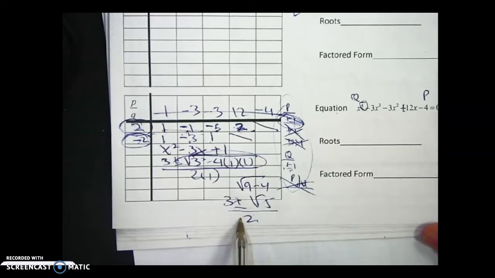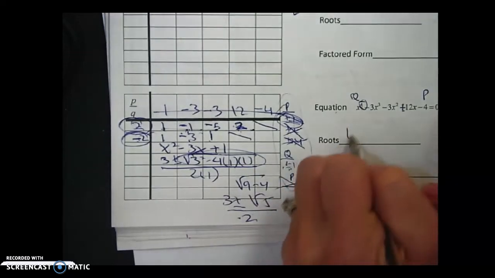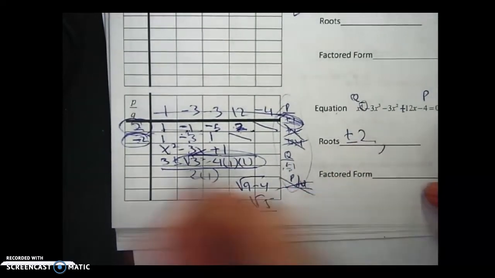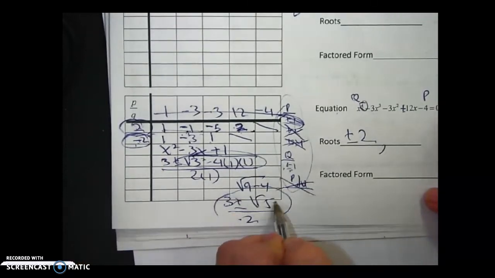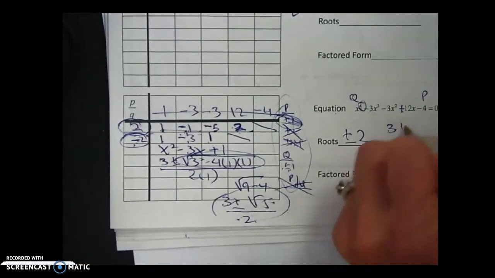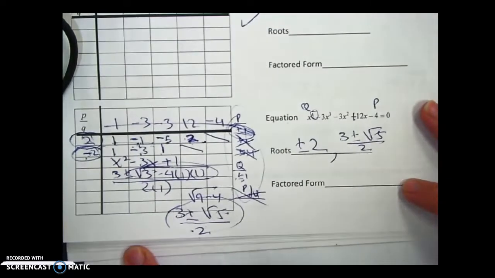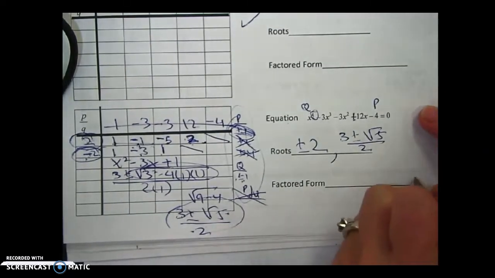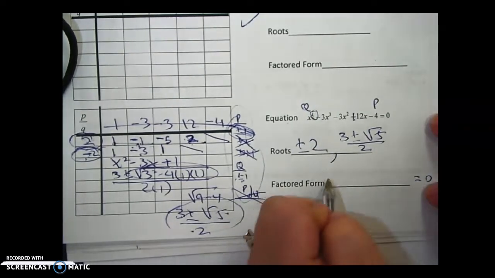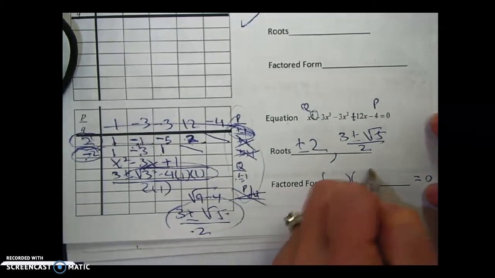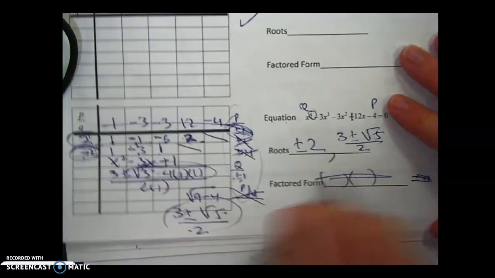So now I have 2 more answers. So plus or minus 2, and here's 2, the plus of it and the minus of it. And 3 plus or minus rad 5 over 2. If I was to do this in factored form, I have to end it with equals 0. I probably should have done that later. Let me rewrite it underneath here.